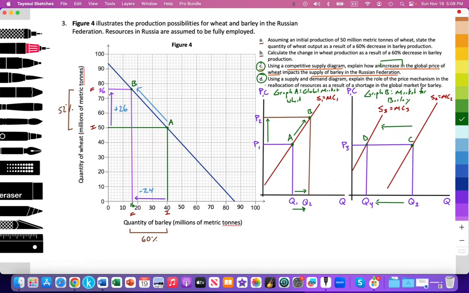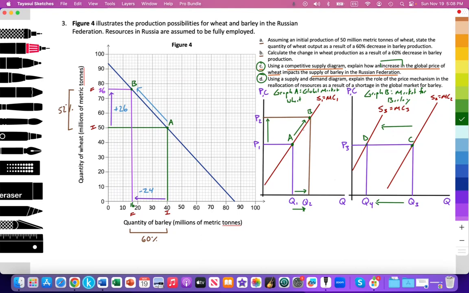So let's take a look at question D. It says, using a supply and demand diagram, explain the role of the price mechanism in the reallocation of resources as a result of a shortage in the global market for barley. Okay, so I've got to show supply and demand and a shortage being generated in the market for barley as a result of a reduction in supply from S2 to S3. What's going to happen to price here, and how are resources going to be reallocated here?